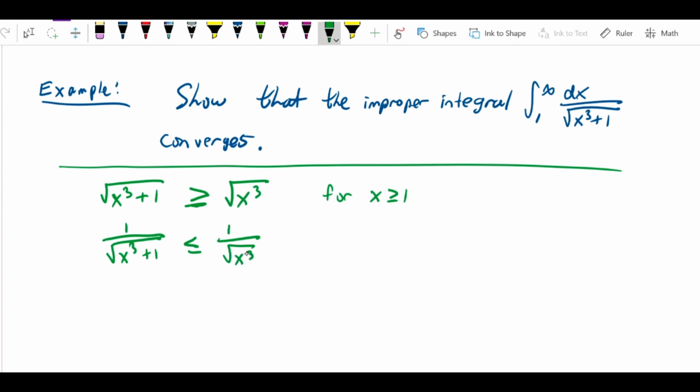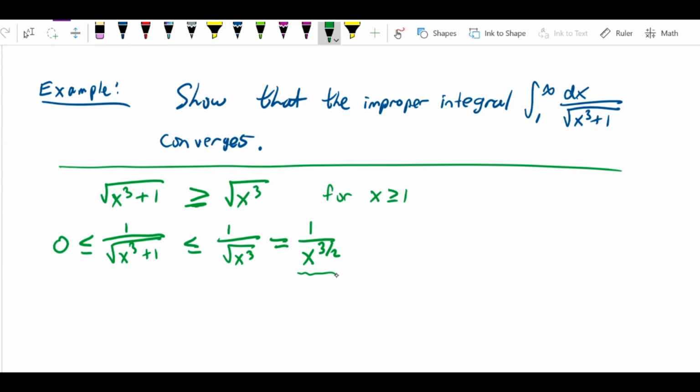Next thing to note is that both of these are greater than or equal to 0, but actually greater than 0. And finally, this last expression is equal to 1 over x to the 3 halves. Now, why did I do that? Notice what we have here. We have the integrand in a p integral, and we already know what its convergence properties are.